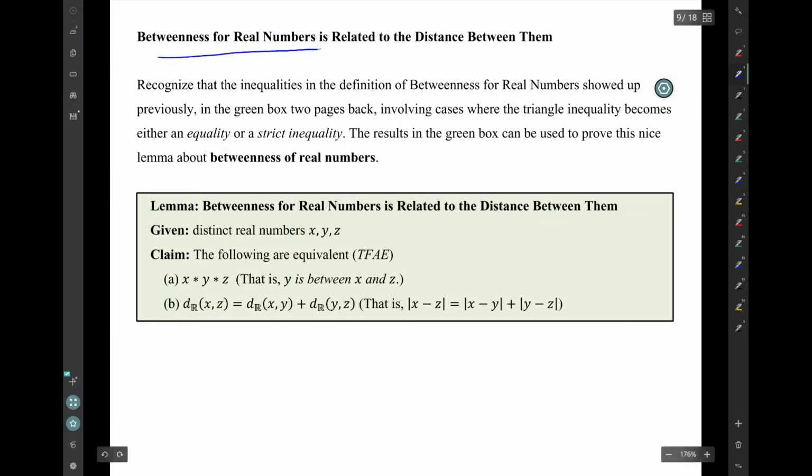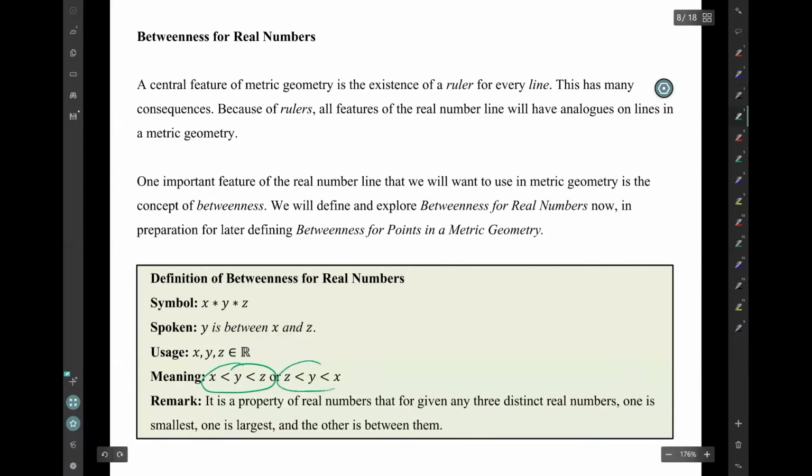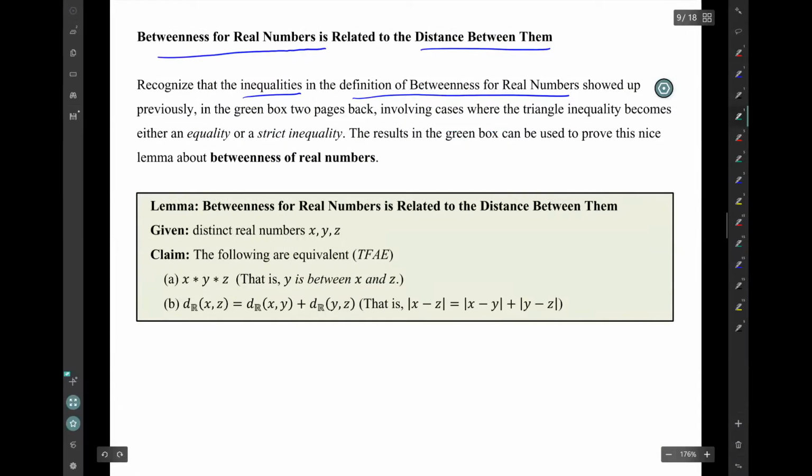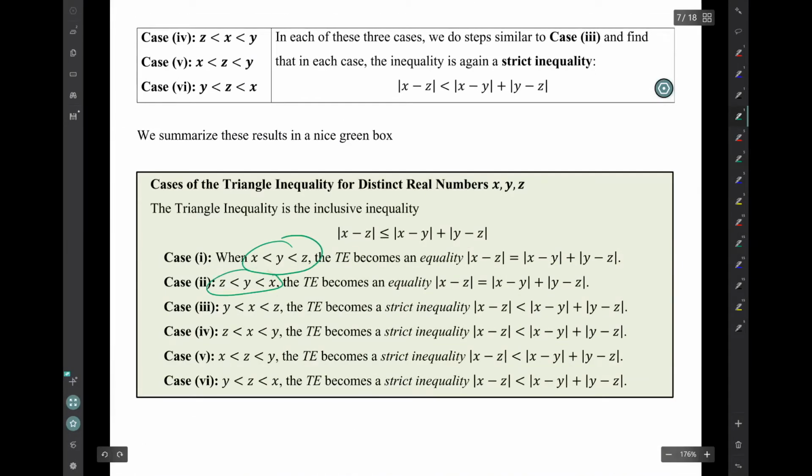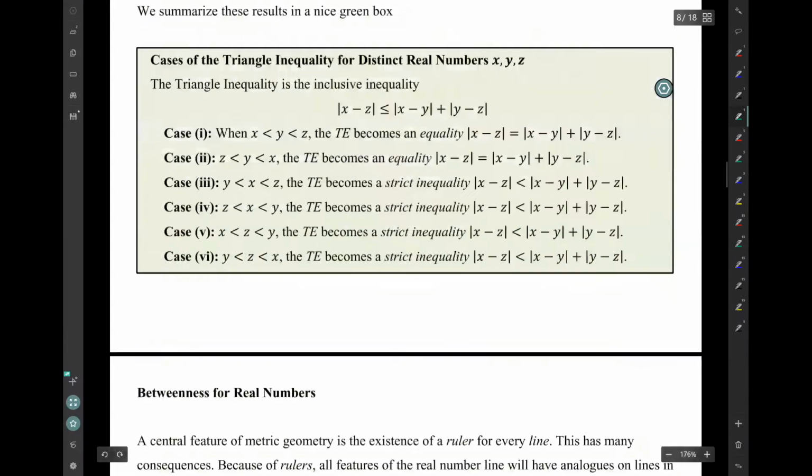Now, betweenness of real numbers is related to the distance between them. Recognize that the inequalities in the definition of betweenness for real numbers showed up previously in the green box 2 pages back, involving cases where the triangle inequality becomes an equality or a strict inequality. So those 2 inequalities showed up in this green box. They were cases 1 and 2. Those were the cases when the triangle inequality actually is an equality.